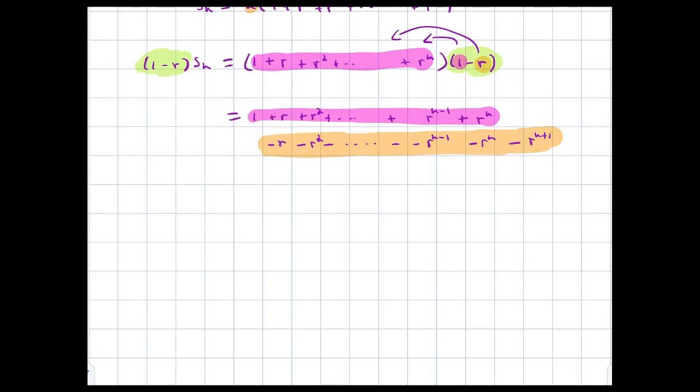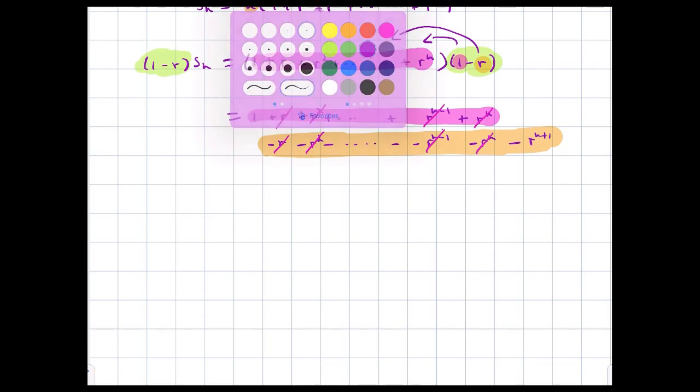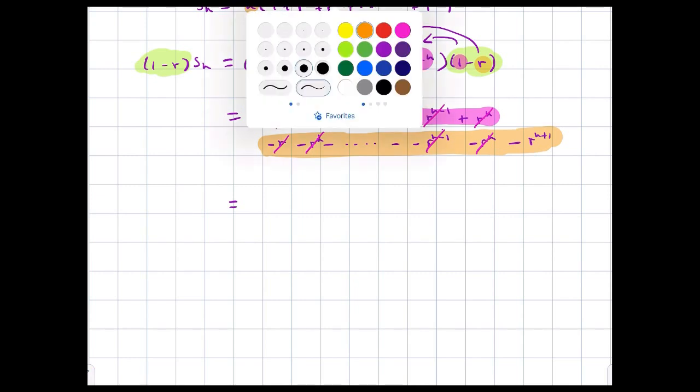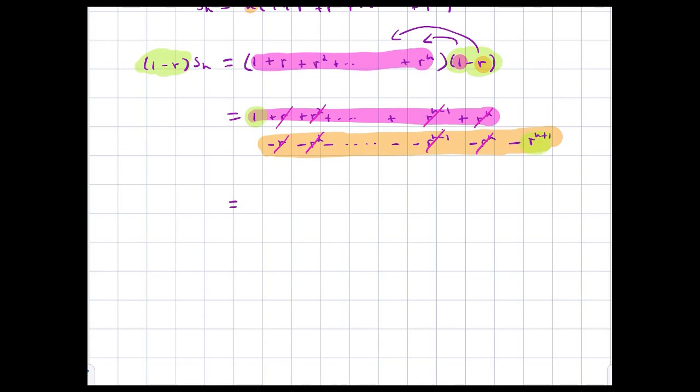And of course, we have this very nice cancellation. The r cancels with the negative r. The r squared cancels with the negative r squared, etc. All the way through to the r to the n minus 1 cancels with the negative r to the n minus 1, r to the n cancels with the negative r to the n, and we end up with... who survives at the end of this? Just the 1 and the negative r to the n plus 1. All I end up with is 1 minus r to the n plus 1.